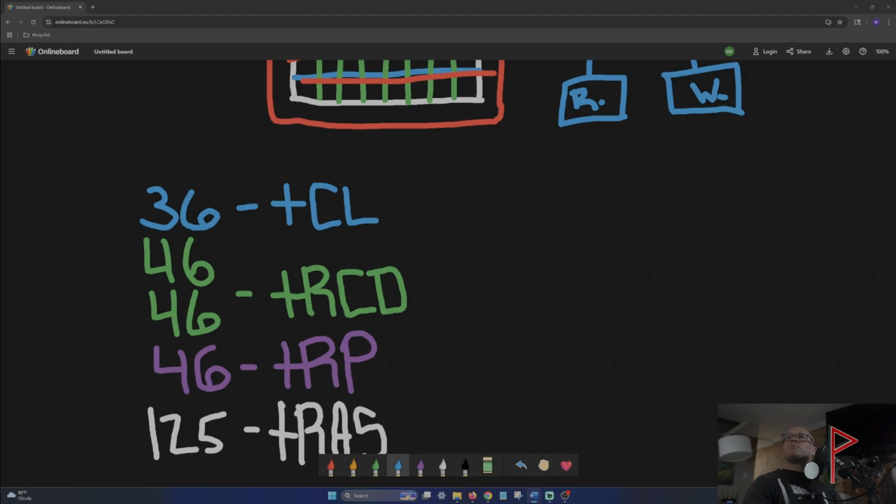tRCD is the interval from when the row is activated to when a column of that row becomes available.